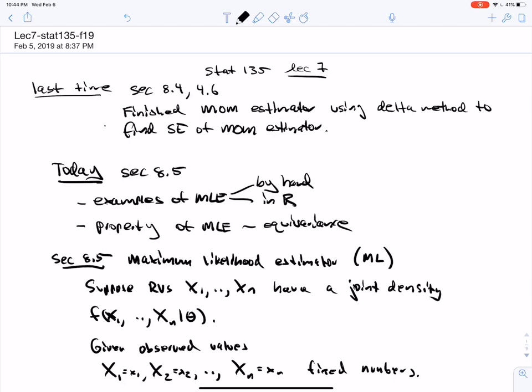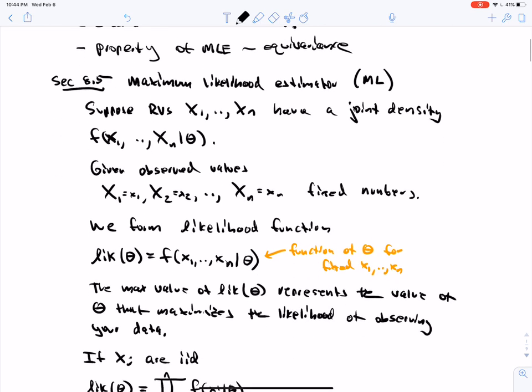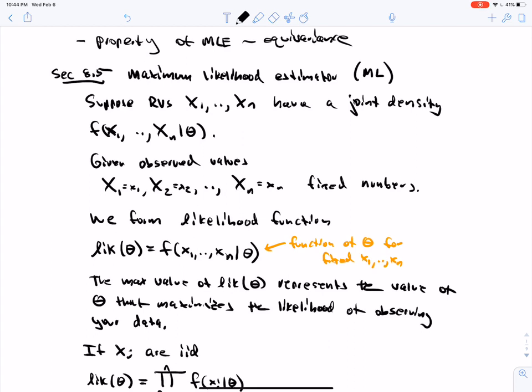Today we're going to start maximum likelihood estimator, or MLE, by hand and in R, and also we're going to explore equivariance. So what is the maximum likelihood estimator?